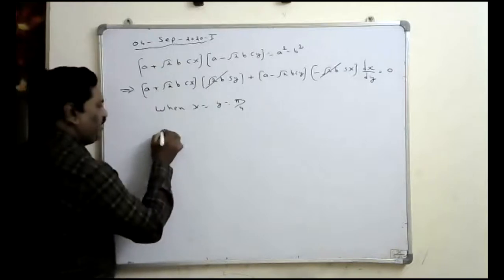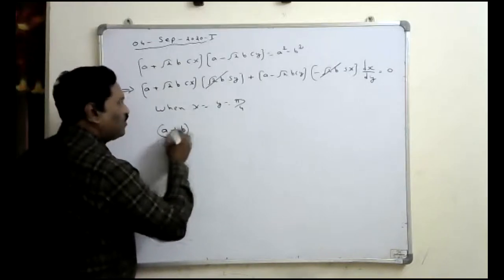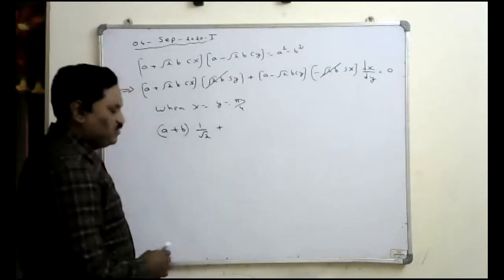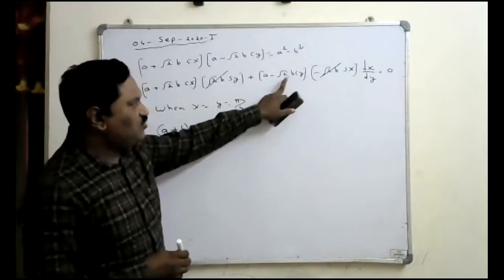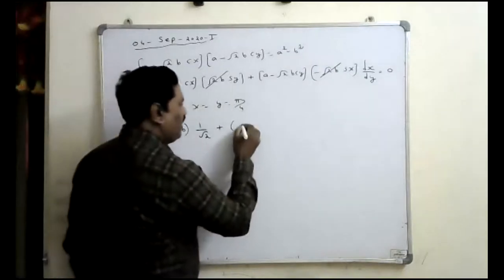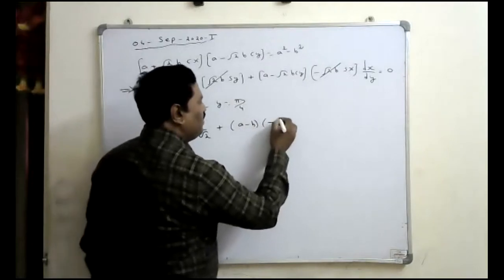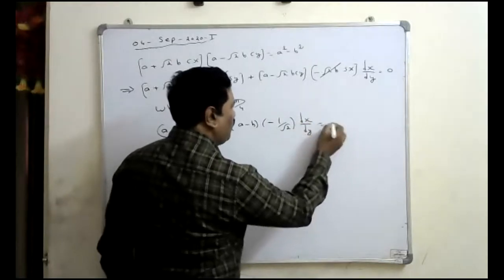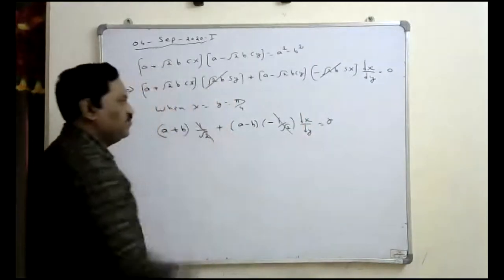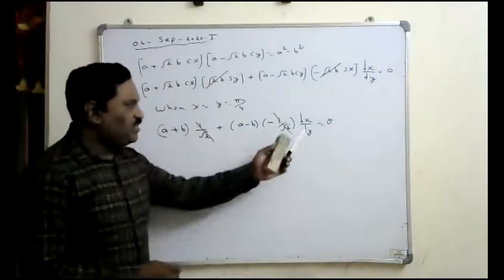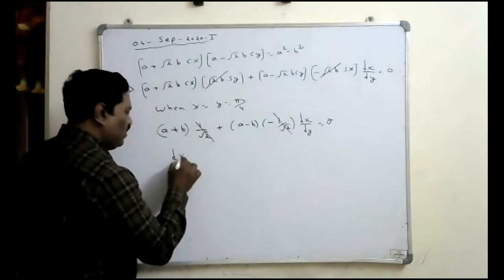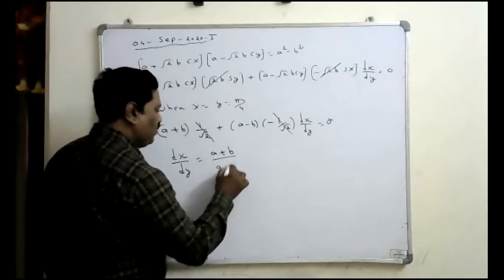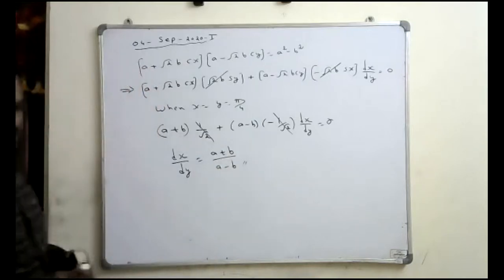So this becomes a plus b into sin pi by 4, which is 1 by root 2, plus you also substitute pi by 4: cos pi by 4 is 1 by root 2. So root 2 gets cancelled, means you get a minus b into minus 1 by root 2 into dx by dy equal to 0. This 1 by root 2 also gets cancelled on both sides. Now send this negative term to the other side. Therefore dx by dy is a plus b upon a minus b. This is a very simple question. This is the value of dx by dy.